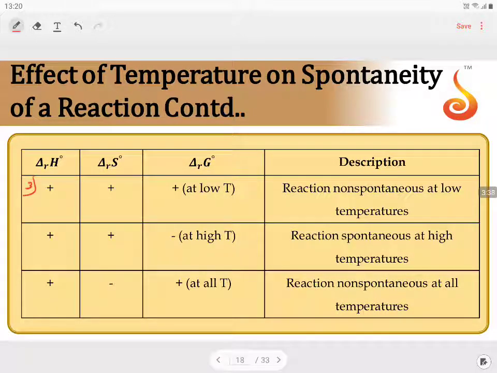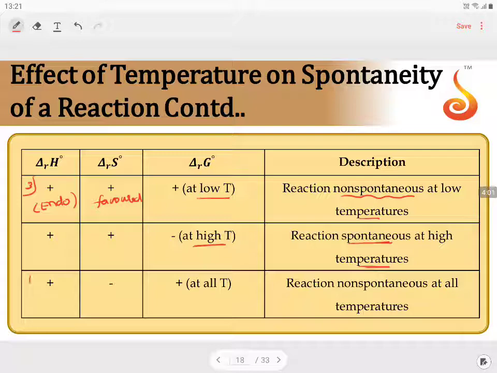According to case 3, delta H is positive, endothermic, and delta S is favored. At low temperatures, it ends up with delta G positive, and at high temperature delta G is negative, indicating the reaction becomes non-spontaneous at low temperatures but very much spontaneous at high temperatures.